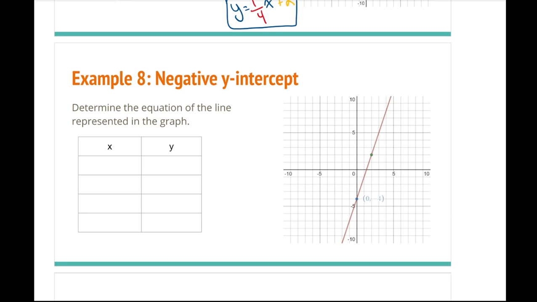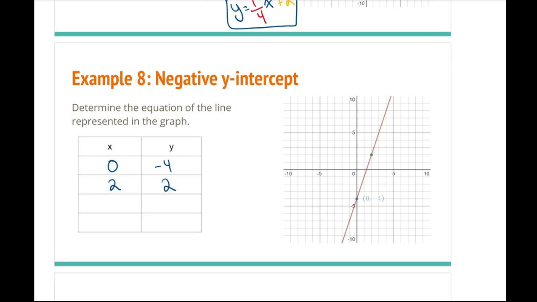Lastly, we're going to look at one example with a negative y-intercept. Again, we have our graph. We can take these points and put them into a table. So we can have 0 and negative 4, so those coordinates are given to us. We can see the next one would be 2 and 2.